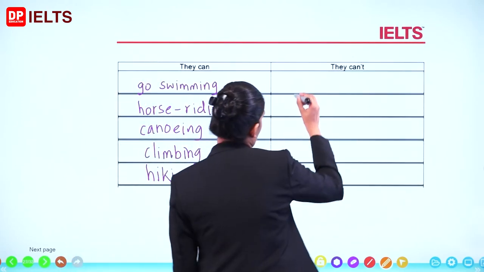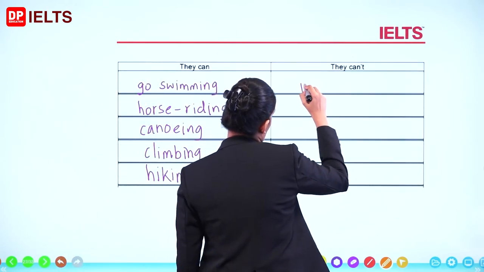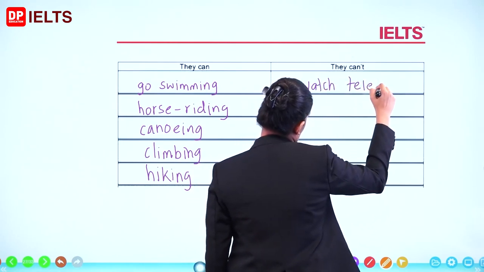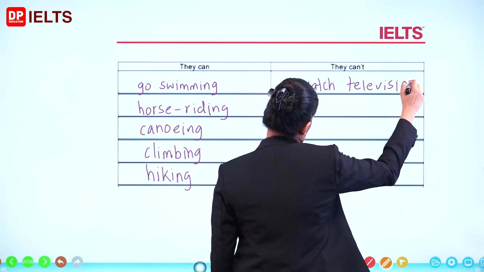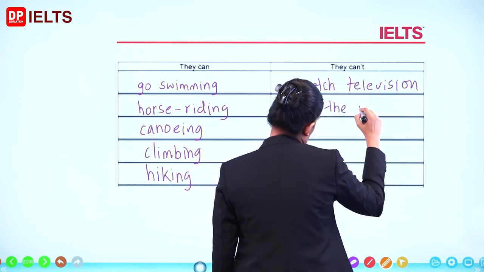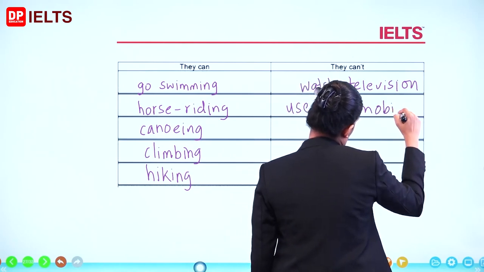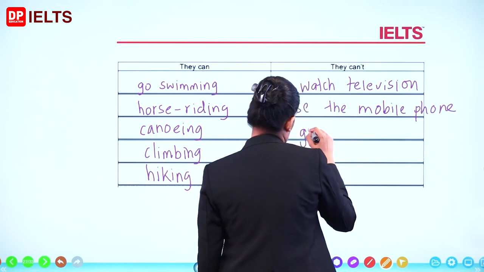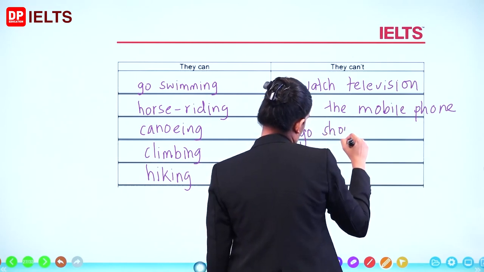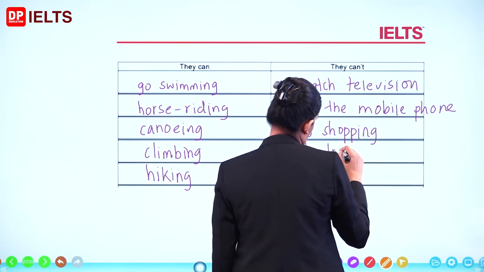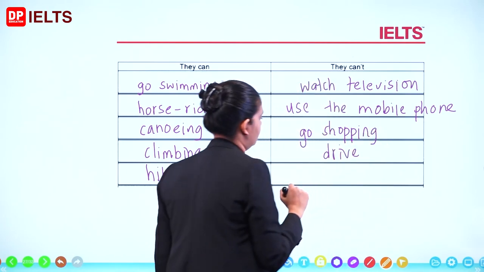What can't they do? They can't watch television, use the mobile phone, or go shopping. They can't drive because there are no cars, obviously.